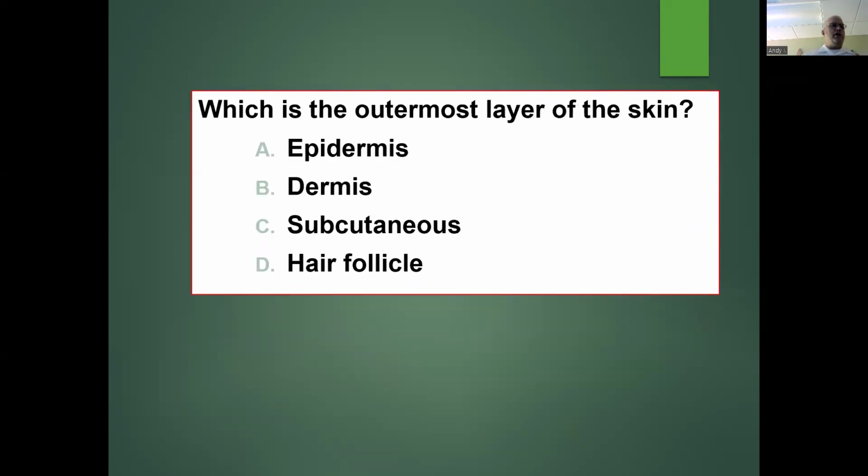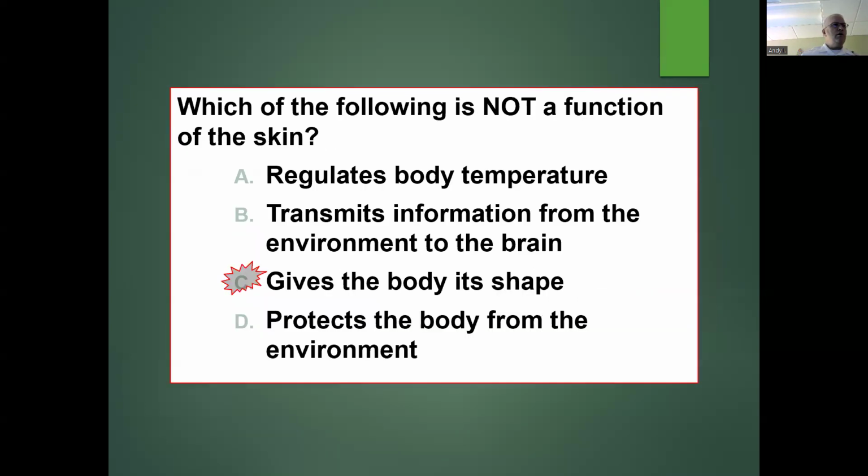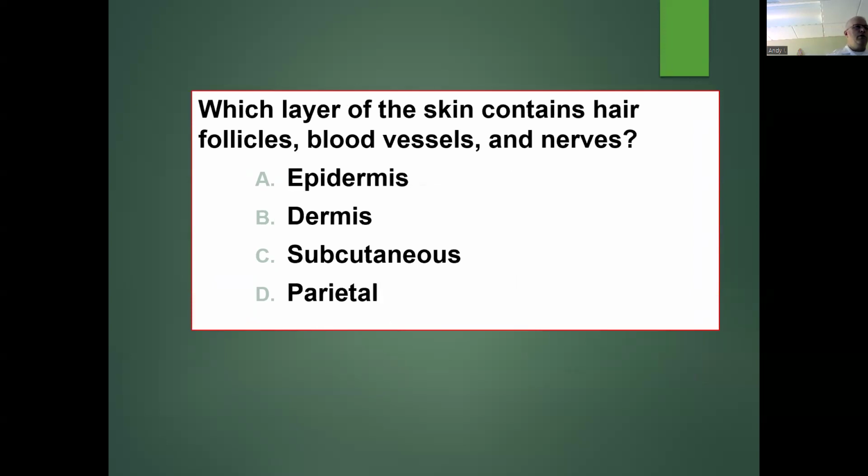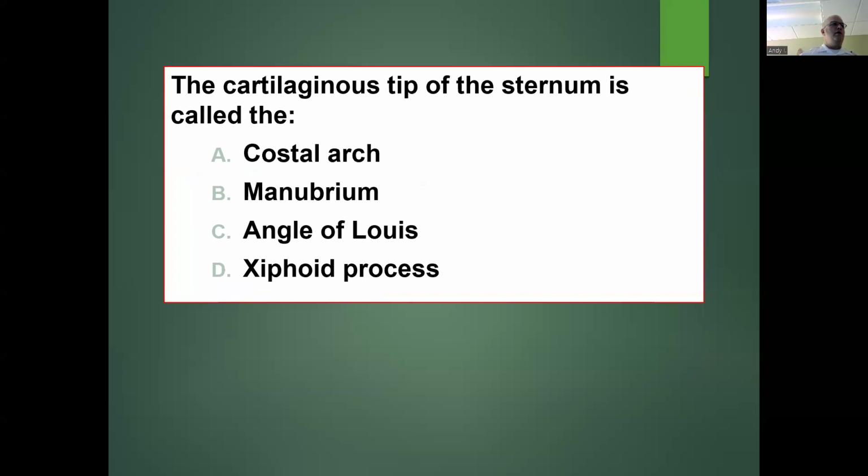What is the outermost layer of the skin? The outermost layer, epidermis. What layer contains the hair follicles, blood vessels, and nerves? Well, that's the dermis. Nice job. The cartilaginous tip, I say that 6 times fast, of the sternum is called the xiphoid process. So that's made of cartilage.